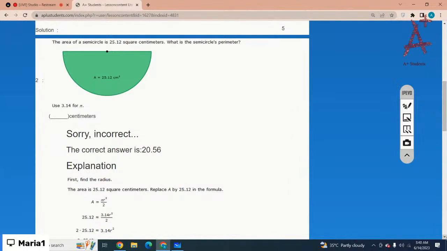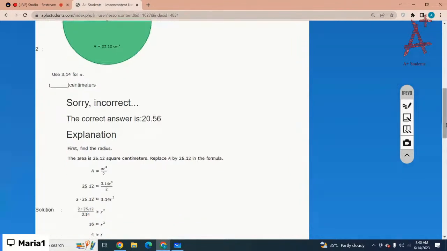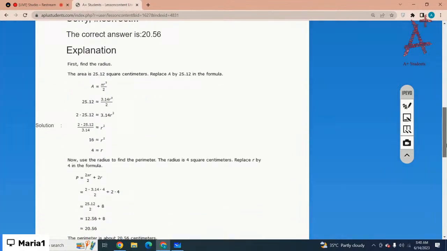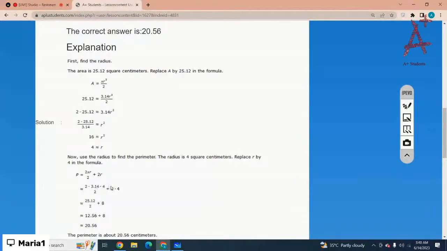First of all, you have to calculate the value of the radius. Just use the area. The area is 25.12, so 25.12 equals pi r squared. Multiply 25.12 by 2 and then divide by 3.14. So the radius would be 4. Got it? Now you have to calculate the perimeter. Perimeter would be 2 pi r divided by 2 plus 2r, because that's a semicircle. Got it?